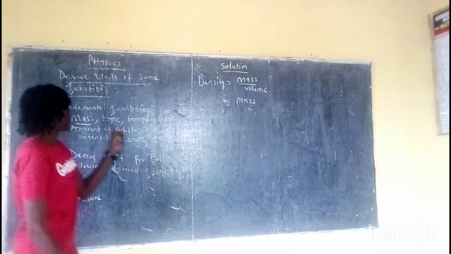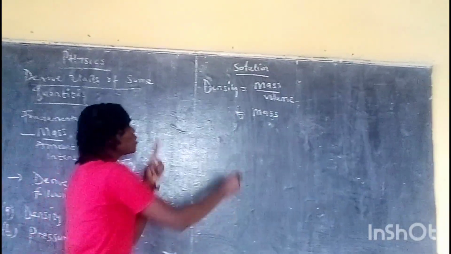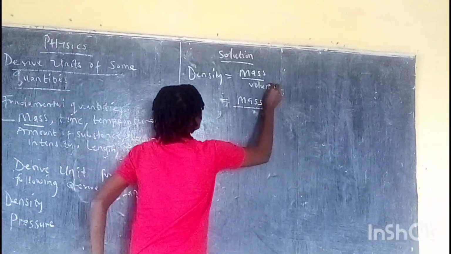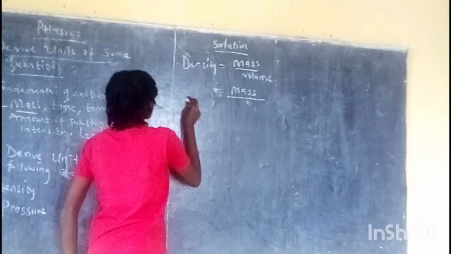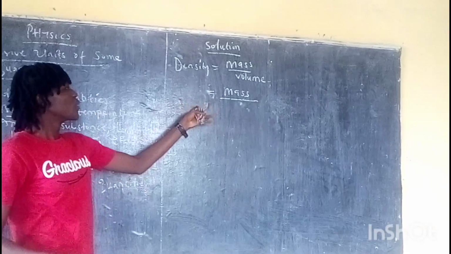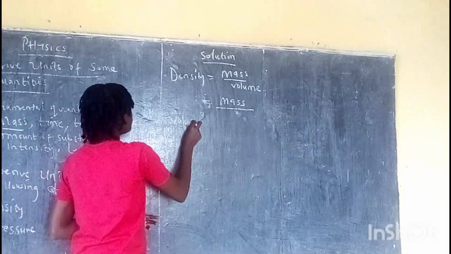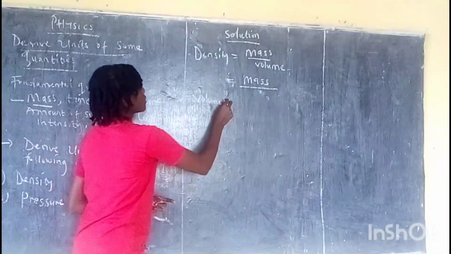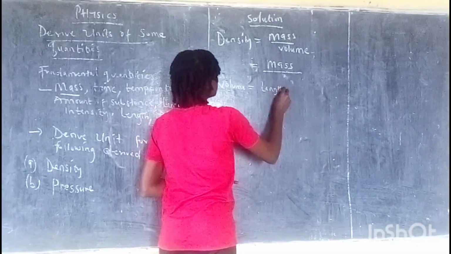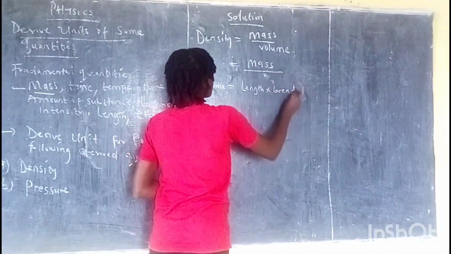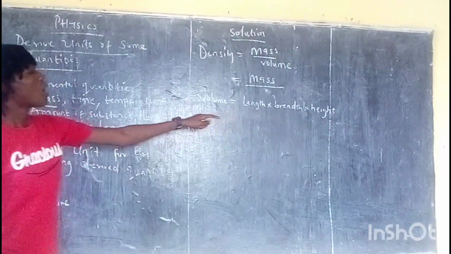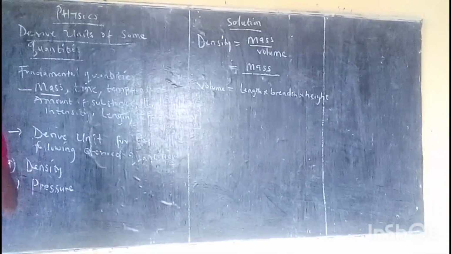I said mass is a fundamental quantity, but volume is not. So since volume is a derived quantity, we're now going to derive the formula for volume. The formula for volume is length times breadth times height.